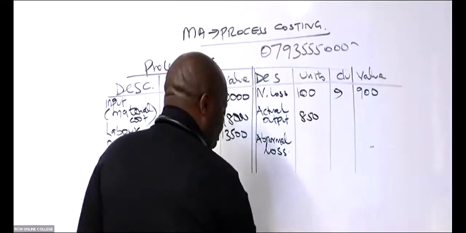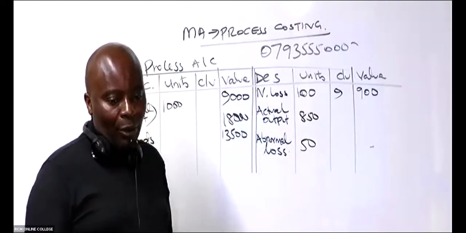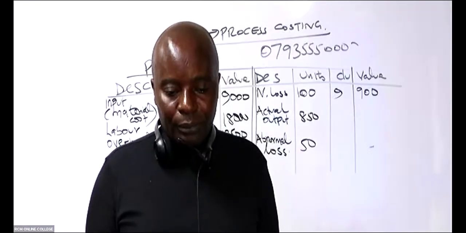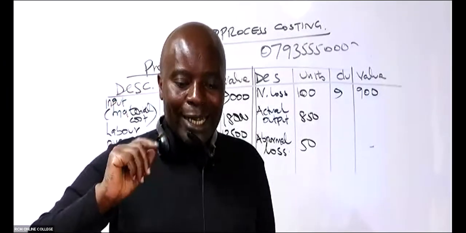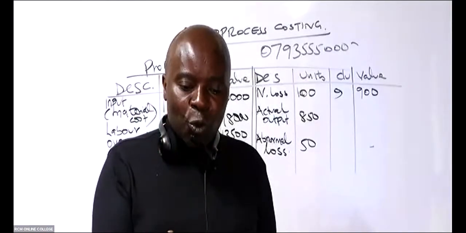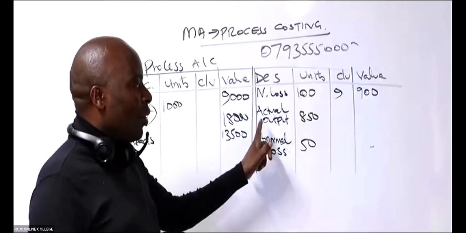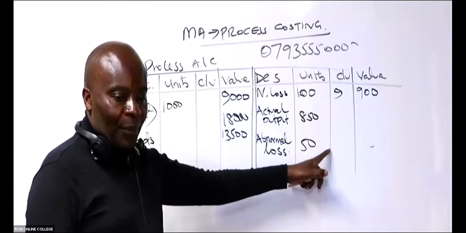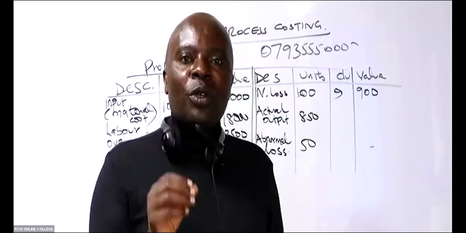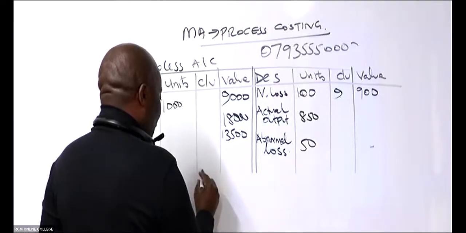Is there somebody who can tell us, first of all, the abnormal loss was 50. Please tell me something about the valuation of the abnormal loss units. Anything you're able to remember about how we value abnormal loss? I'm able to remember that abnormal loss, just like abnormal gain, is always valued at the same amount as our good units, which carry the cost over the actual output. The cost you'll have here is the same cost you'll have here. So for the abnormal loss and the actual output valuation, you must use a process cost per unit formula. Ladies and gentlemen, are you able to remember the formula for process cost per unit?